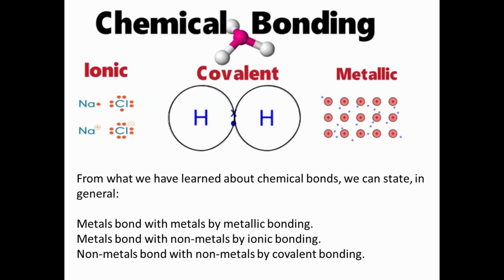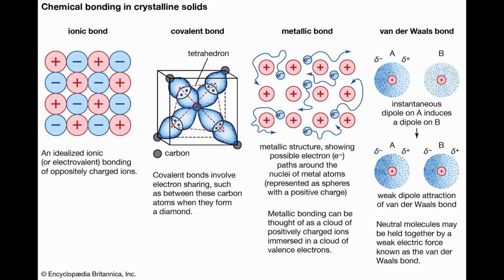From what we have learned about chemical bonds, we can state in general: Metals bond with metals by metallic bonding. Metals bond with nonmetals by ionic bonding. Nonmetals bond with nonmetals by covalent bonding. And this concludes my video on chemical bonding.